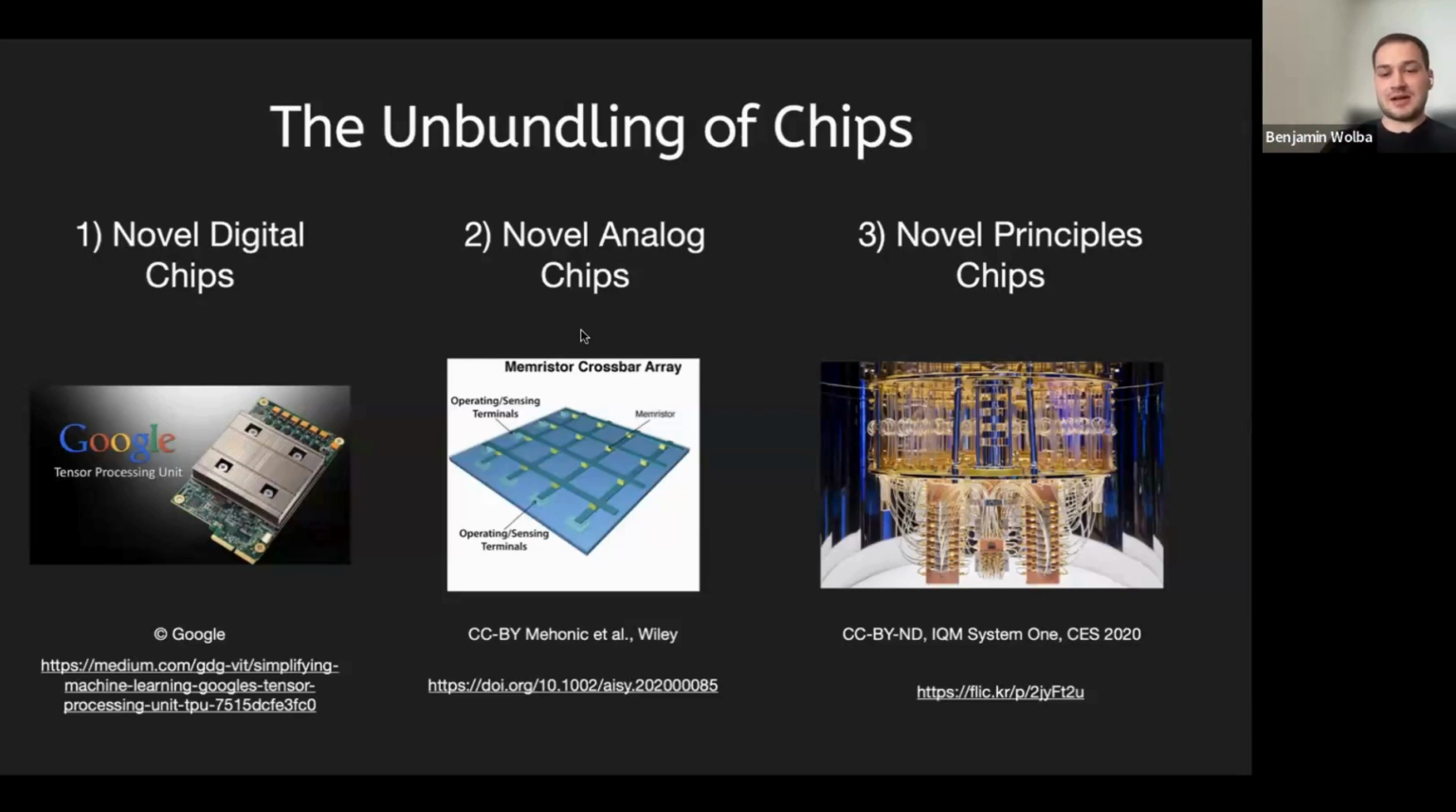Then, second, we see the comeback of analog computing. So using the absolute value of a physical quantity for computing, and we'll talk about that a lot more. But the key thing here is, despite being analog, this is often used to still speed up traditional maths like linear algebra.